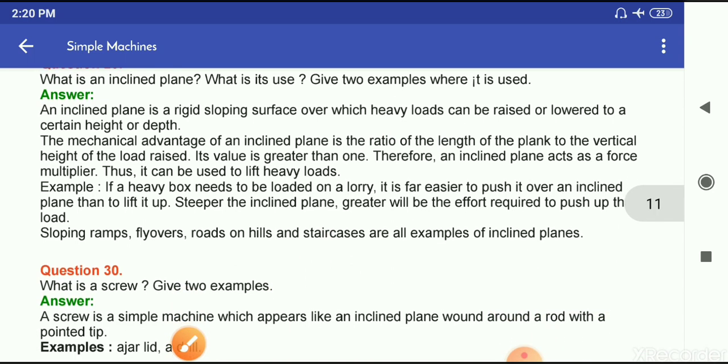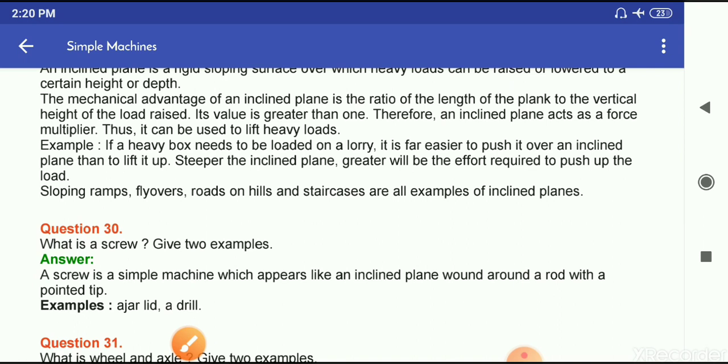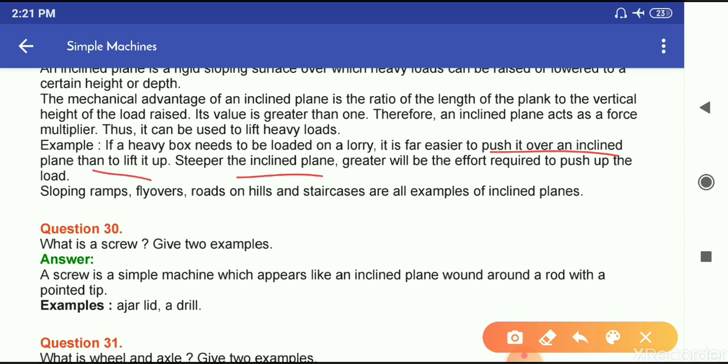Here you can see if a heavy box needs to be loaded on a lorry, it is far easier to push it over an inclined plane than to lift it up. The steeper the inclined plane, the greater the effort required to push up the load. Sloping ramps, flyovers, roads on hills, and staircases are examples of an inclined plane.